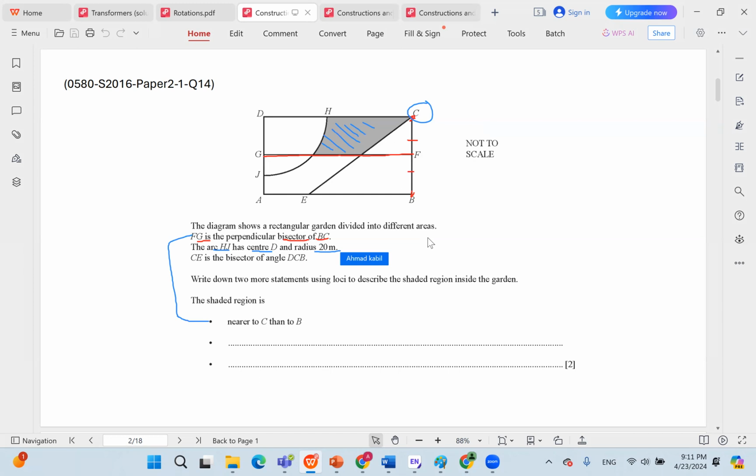Next, we are told the arc HJ has a center D and radius 20. So this arc HJ is part of a circle with center D and radius 20. So this distance here is 20. So again, the shaded region must be greater than 20 meters away from D. So we have to write here more than 20 meters away from D.